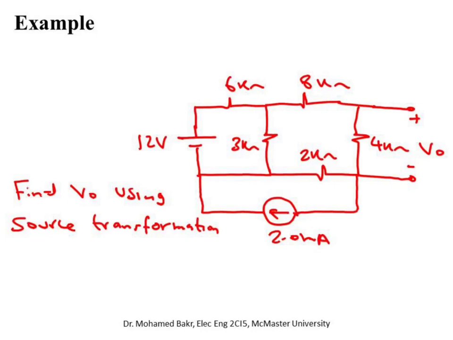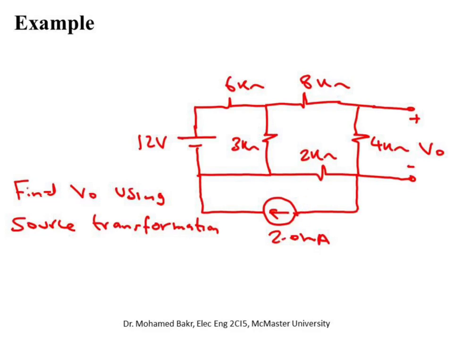So I will try to open this problem and convert this into one loop containing the 4 kilo ohm resistor. This is my target here. So I could see here I have 2 kilo ohm. This 2 kilo ohm is in parallel with the 2 milliampere. Don't get confused. This point is the same as this point. Okay, so these two are in parallel with each other.